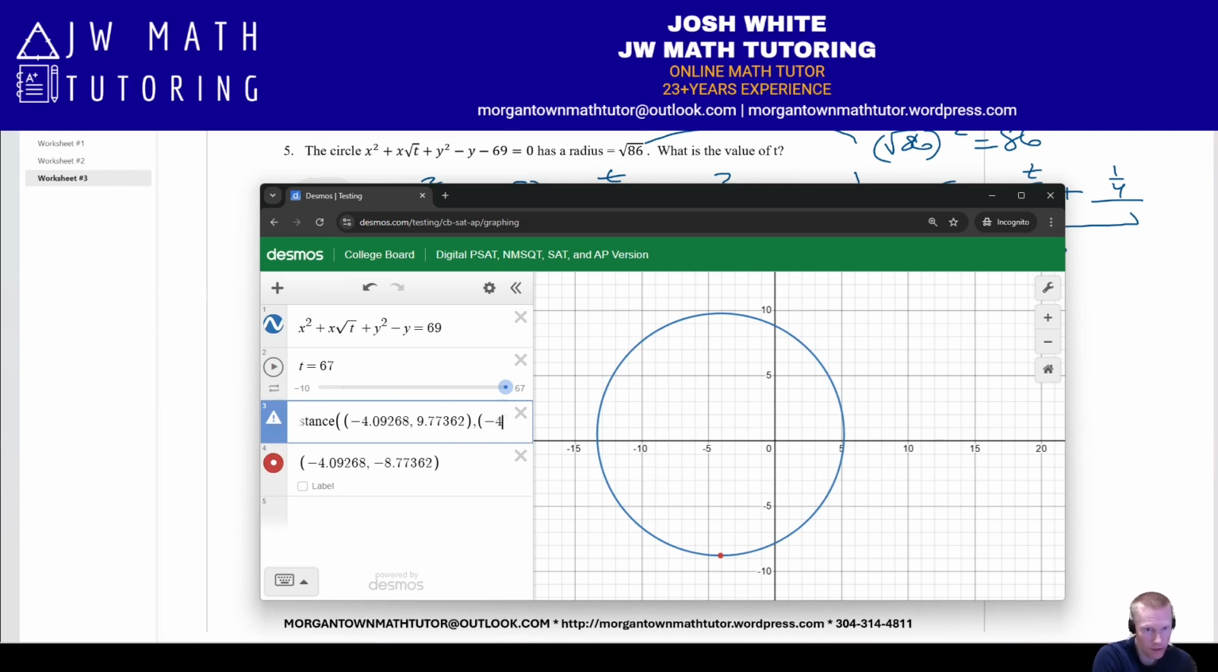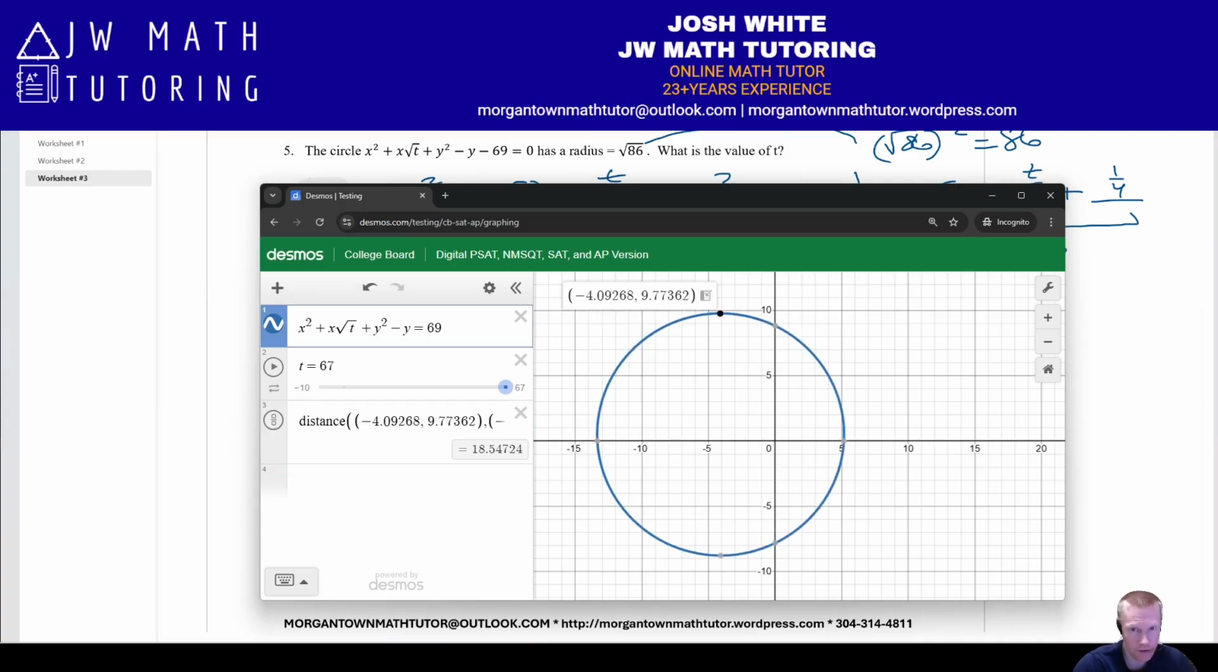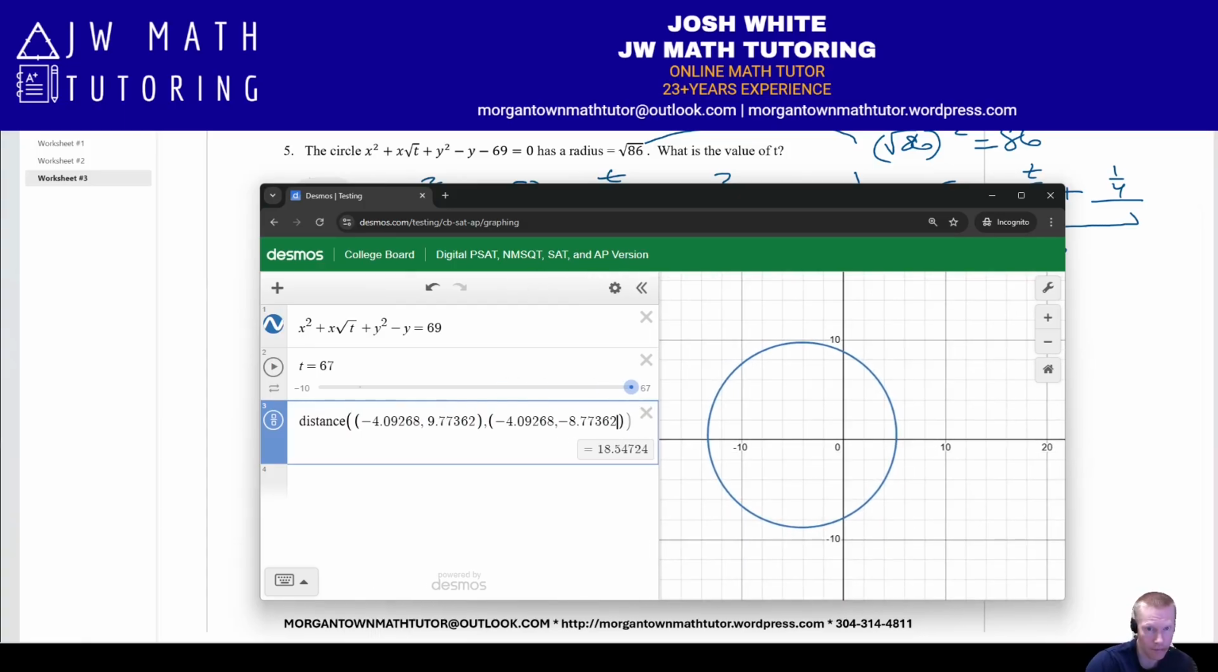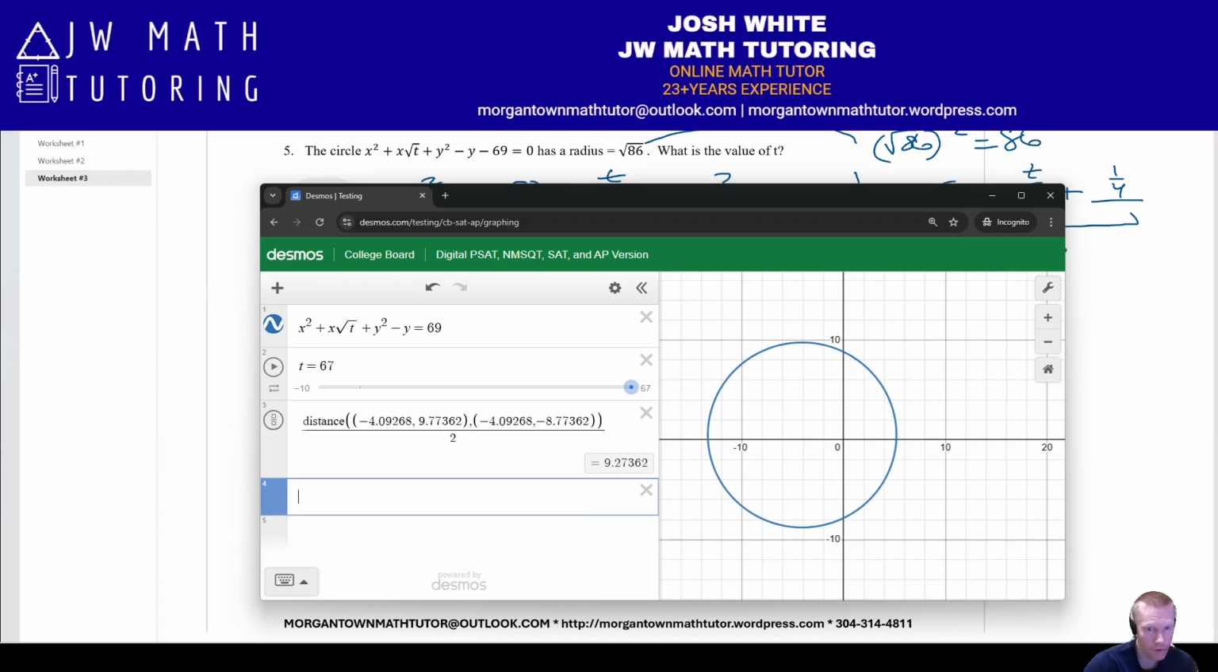So 9268, comma, negative 8.77362. Okay. So this is the distance between here to here, which is the diameter of the circle. Okay. So to get the radius, I just have to take this and divide it by 2. There we go. So now the question is, is that equal to square root 86?